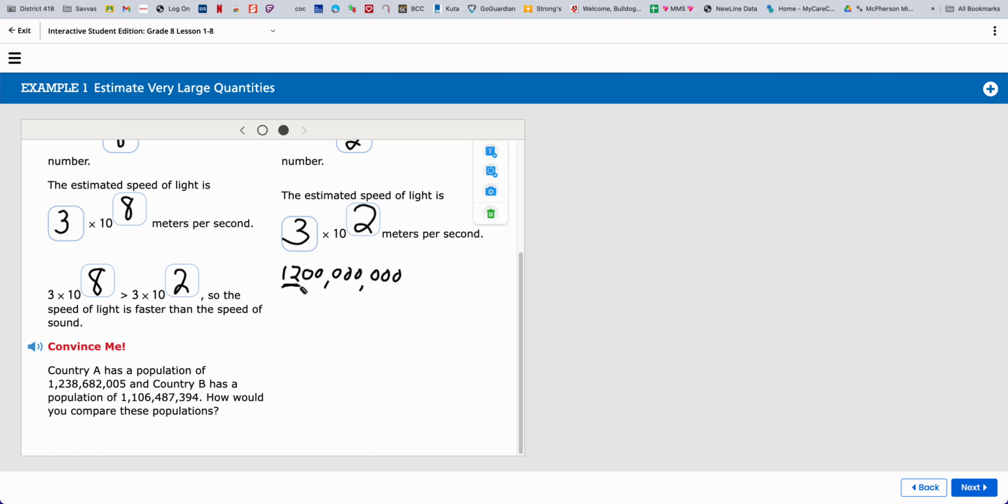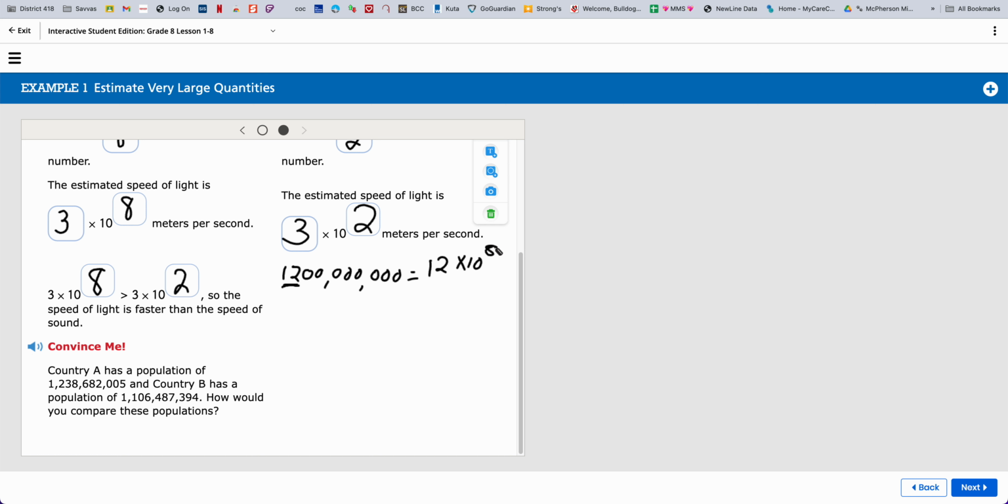Can I look at the first 2 digits? Is that okay? Can I do 12 times 10 to the what? It's still going to be, then just count the zeros. So it's 12 times 10 to the 8th, and that's okay. I can still estimate a number that way.